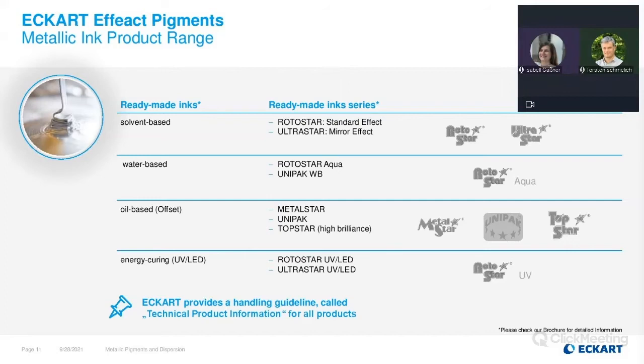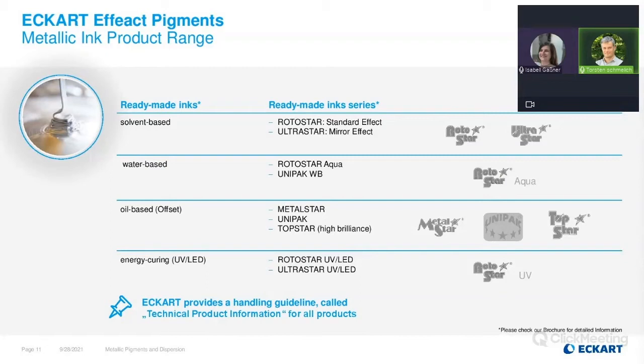Here you can see an overview of our metallic finished ink product range. For solvent-based systems, we have Rotostar as a standard effect formulation ink. We are producing flake types, so-called cornflakes and silver dollars. Isabel will go into this further. And here is also already a wide segmentation, from fine cornflakes to very shiny silver dollar-based grades.